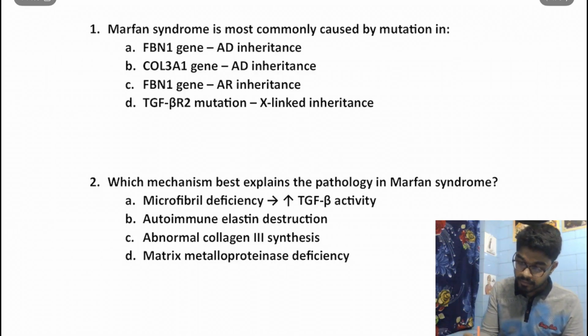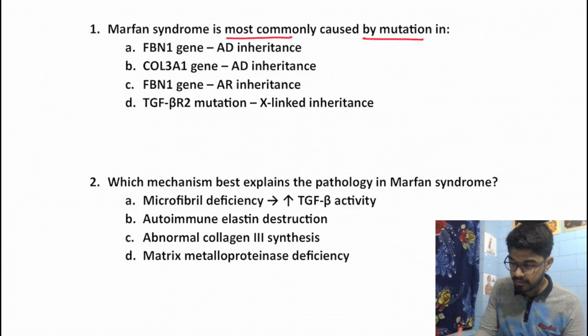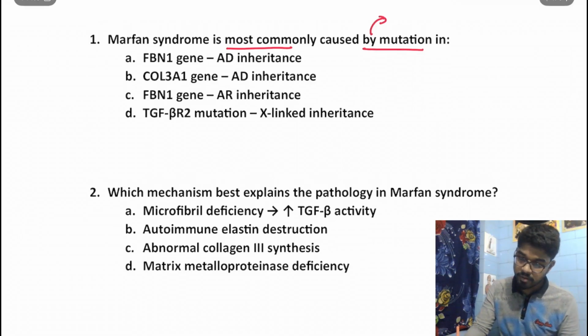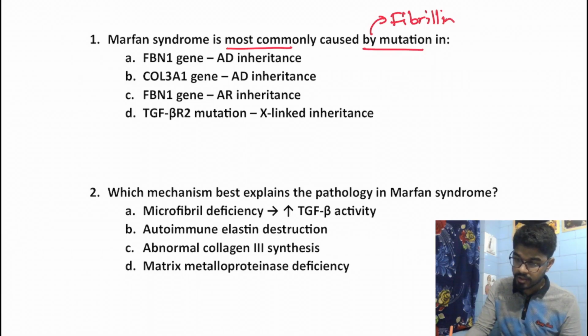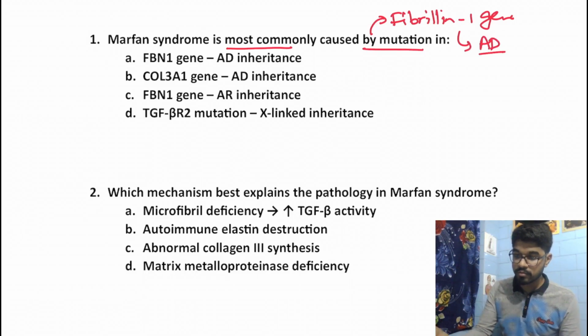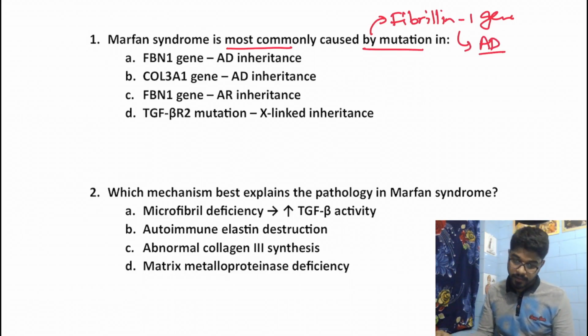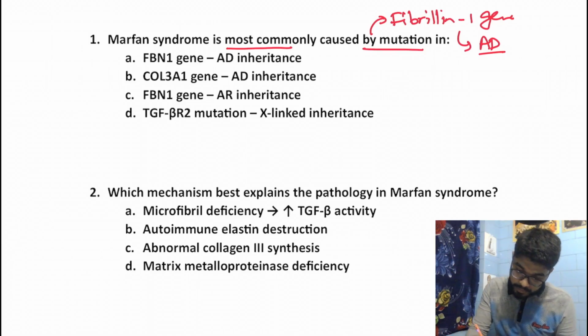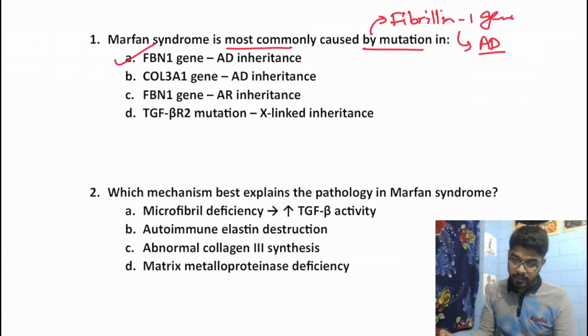Marfan syndrome is most commonly caused by mutation in. Now remember that Marfan syndrome is caused by mutation in the fibrillin gene, the Fibrillin 1 gene, and it is inherited in an autosomal dominant fashion. Okay? So FBN1 gene autosomal dominant, yes, this is our correct answer.